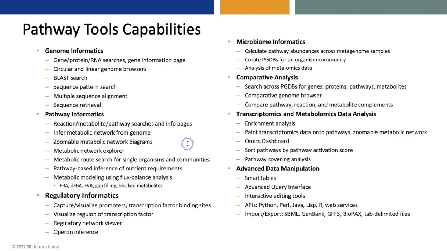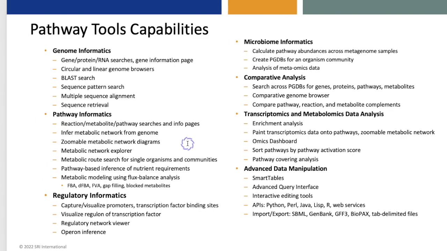There's an interactive metabolic network explorer tool. There's a tool for performing metabolic route search across both single organisms and organism communities. There's a tool for pathway-based inference of the nutrient requirements of an organism. And you can create a metabolic model using flux balance analysis using tools such as both FBA and DFBA. Dynamic FBA are supported, as is flux variability analysis. There's a gap filling tool and a tool for assessing blocked metabolites. Okay, continue to read on if you wish. I'm going to go ahead here.